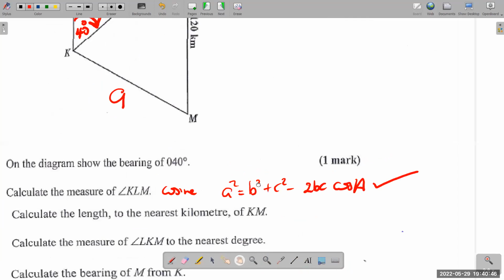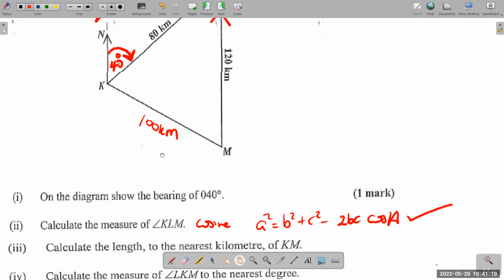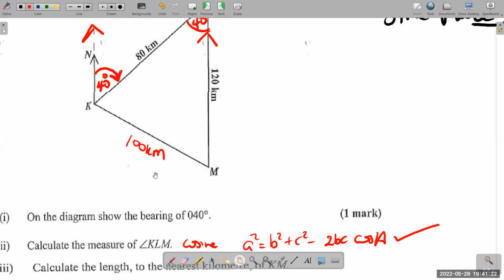All right, so I'm gonna make up an answer. Let me estimate it, give me a minute. It has to be less than 120 because 120 looks like the longest side. So I would say in between 80 and 120 is 100. So let's pretend that the answer we got is 100 km. That's not the actual answer, guys. Everybody with me? I'm just making an estimation.